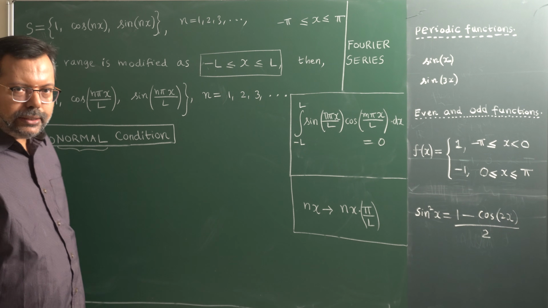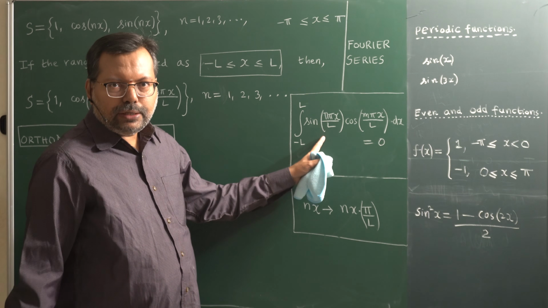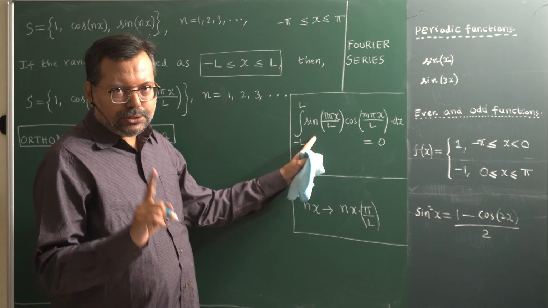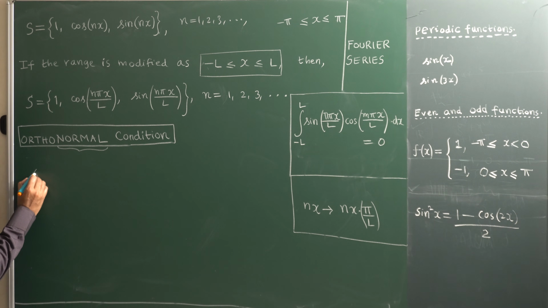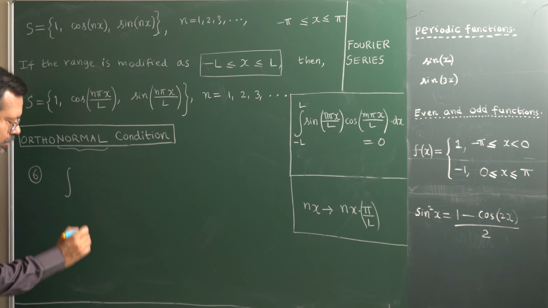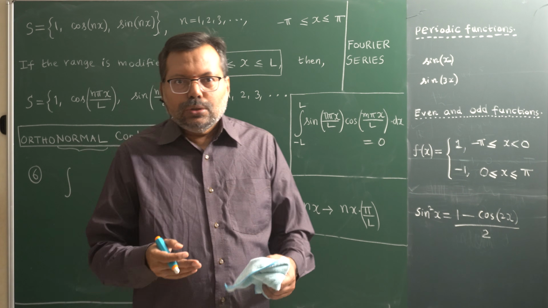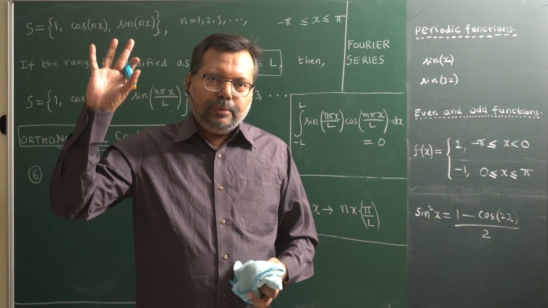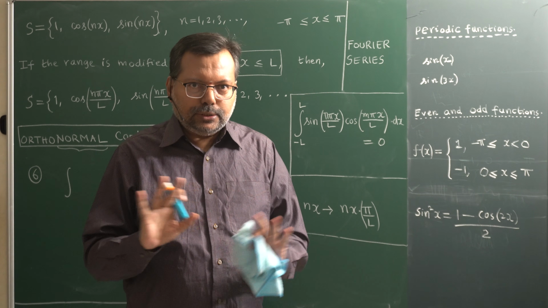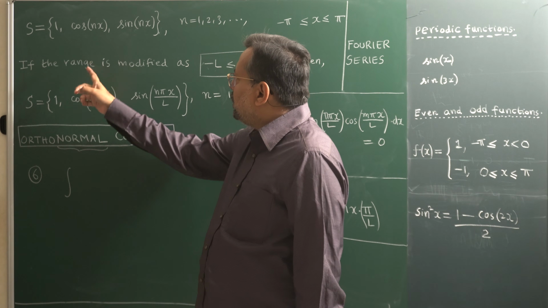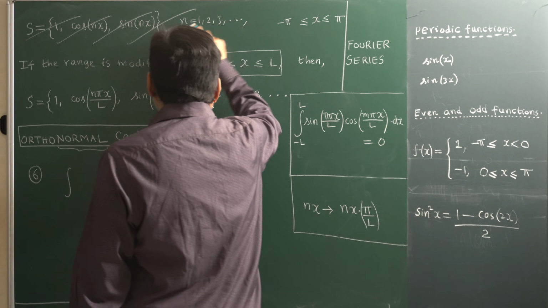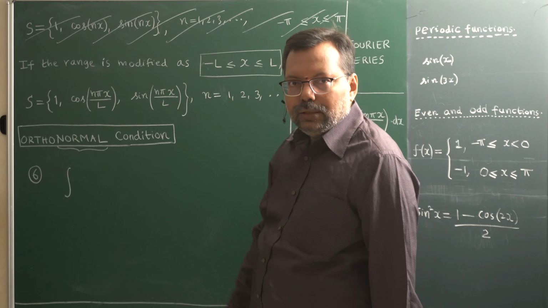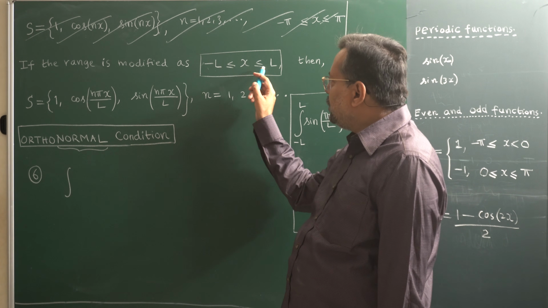Up to this we have done 5 equations in the last class. 5 conditions are over. So today's condition I will write down as the 6th condition. Condition number 6 is the orthonormal condition. It is very simple. Orthonormal condition means you square each term. You take any element in this particular set and then square it. That's all about it. You forget about this part, so let us not worry about it. We have already generalized the situation to minus L to plus L.